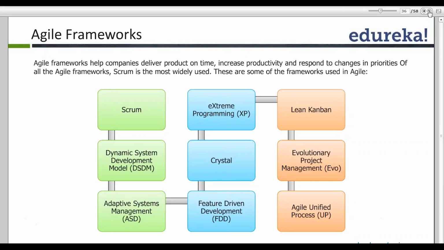So these are some of the popularly used agile frameworks in the industry, but nearly 70% of the projects worldwide use Scrum or a variation of Scrum. The next would be XP, followed by lean Kanban. So the top three most popular ones are Scrum, extreme programming, and lean Kanban.